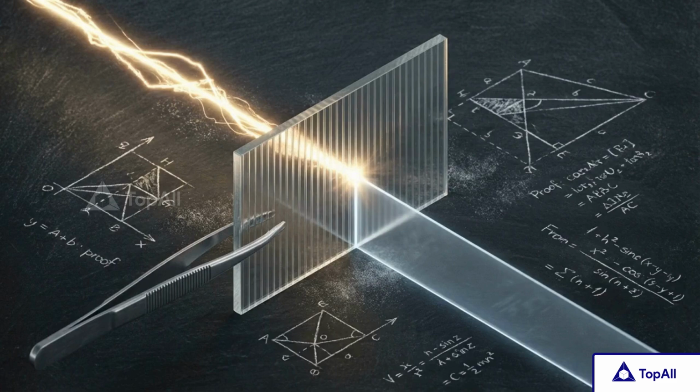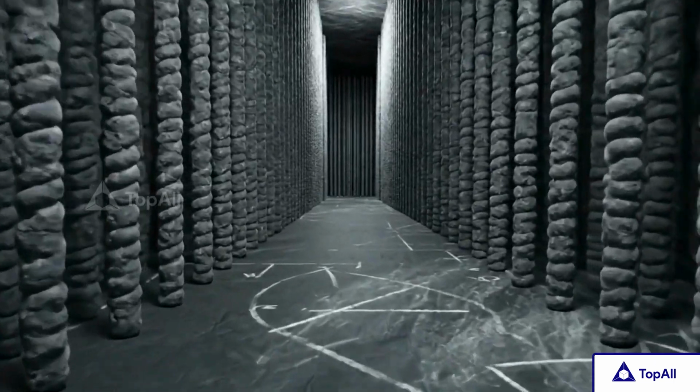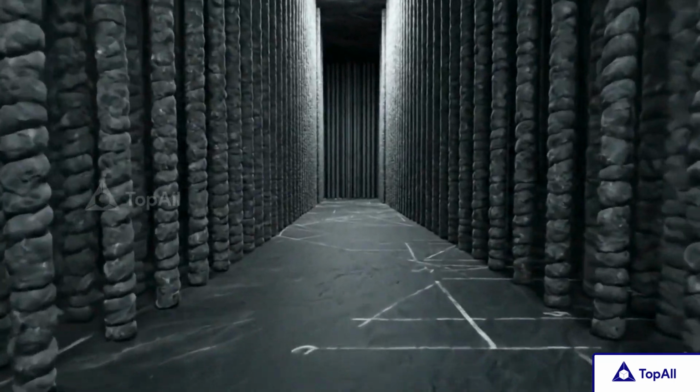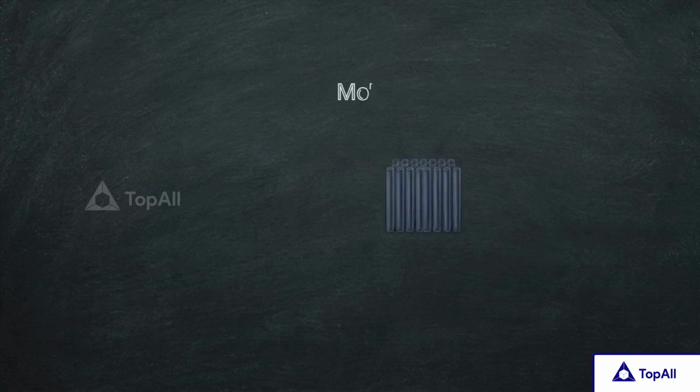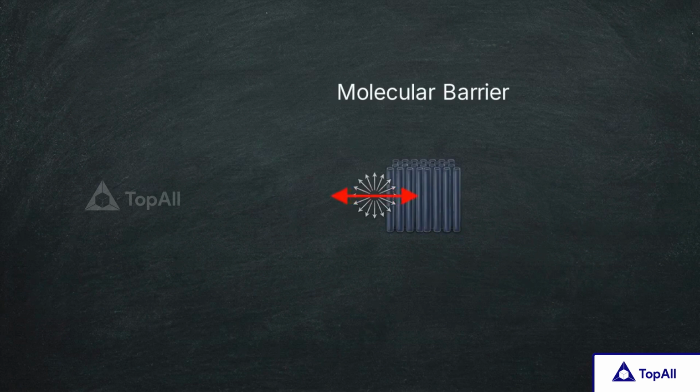To filter that chaos, we use a material called a Polaroid. At a microscopic level, these sheets are made of long chain molecules aligned perfectly parallel to one another. These aligned molecules act as a directional barrier. They absorb any electric vectors that are oscillating parallel to their chains, leaving only the vectors oscillating perpendicular to the chains to pass through. This opening is known as the pass axis.